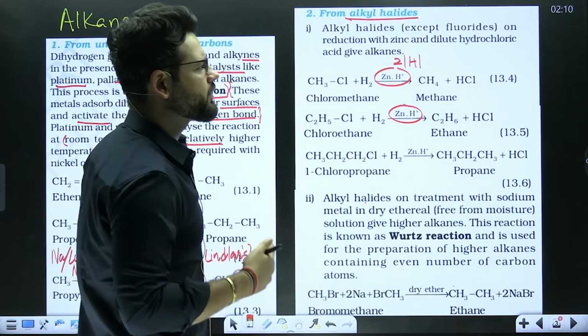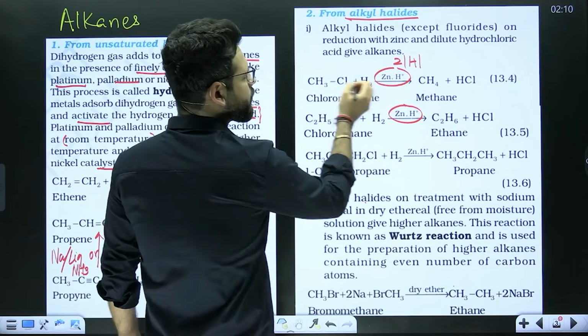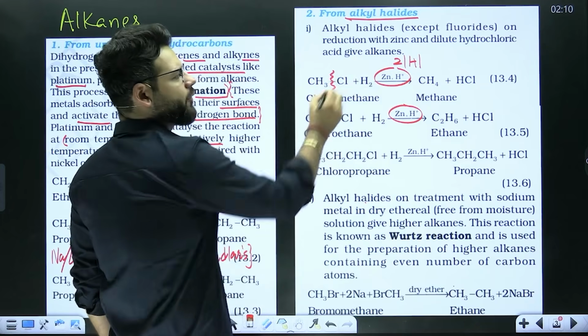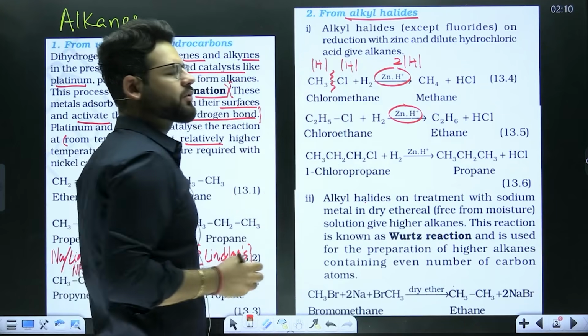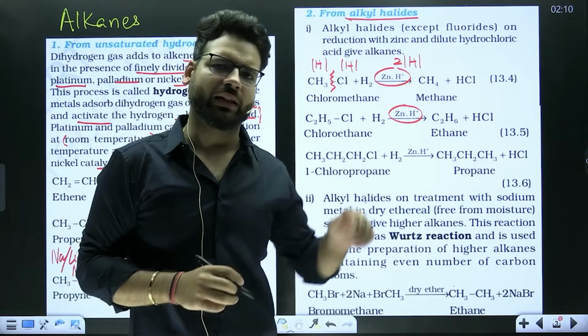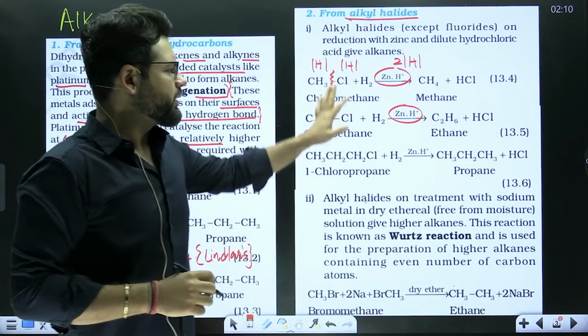H2 gas actually is not released here. Two nascent hydrogen will break this bond. One hydrogen atom will go with the chlorine. One hydrogen atom will go with the CH3. So we'll get CH4 plus HCl like that. So this is one method.